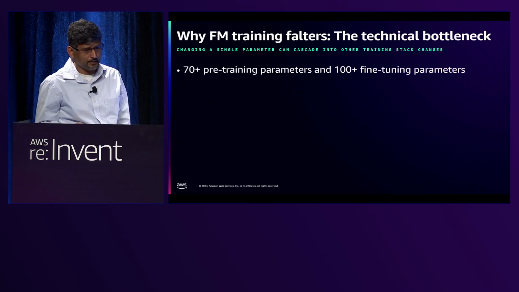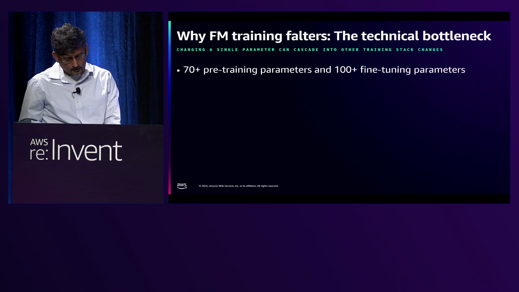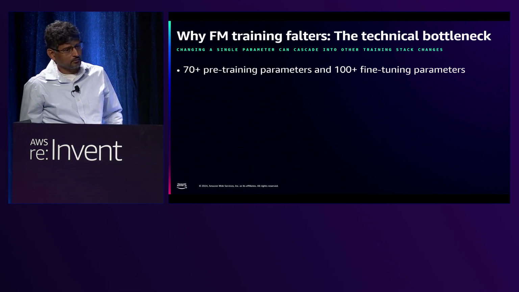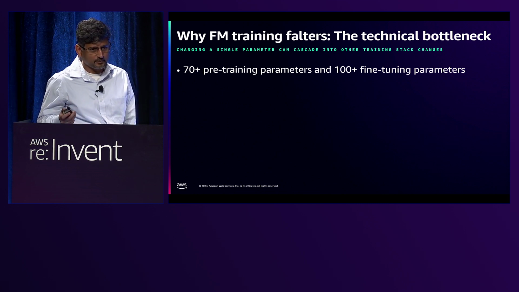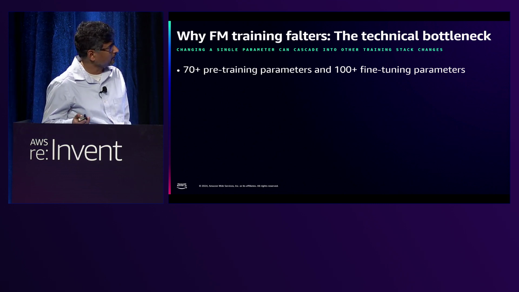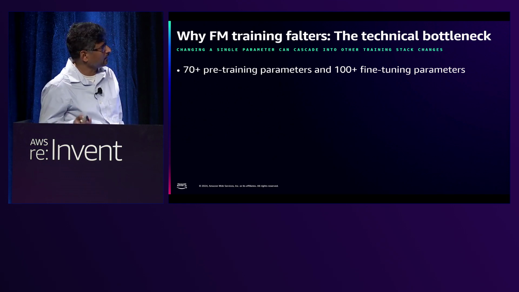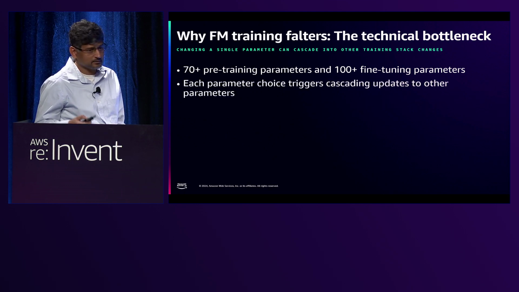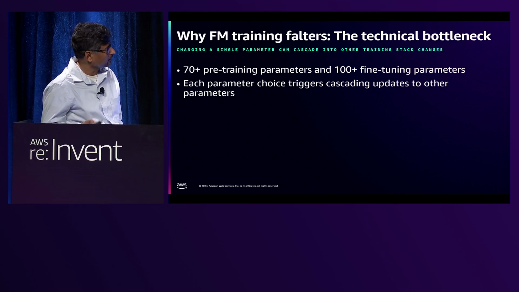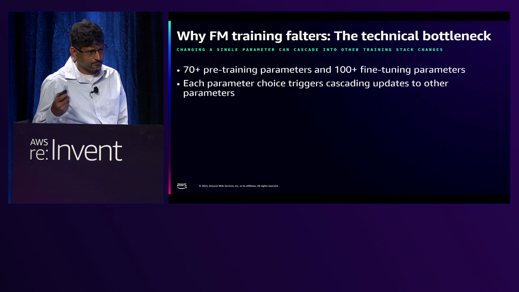To put things in perspective, when we talk about pre-training or fine-tuning large language models, there are over 70 pre-training parameters that you need to configure, and over 100 fine-tuning parameters. It is a lot. If you think about the permutations, they add up to thousands of combinations that you could potentially run to figure out the best model configuration. And each parameter choice can in turn cause changes to other parameters.